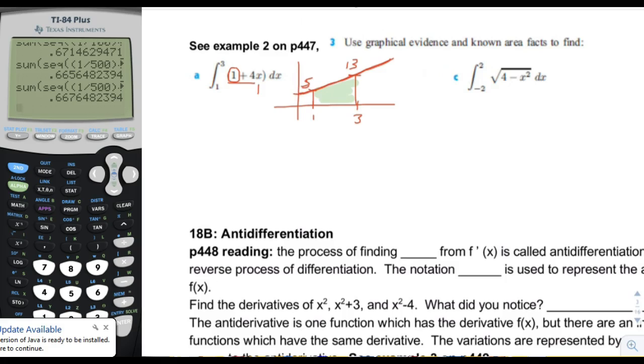So you can see the integral limits here, 1 and 3. That means that it starts on the left at 1 and it goes to 3 on the right. So the width of this trapezoid is 2, right? The height here on the left is 5, and the height here on the right is 13. Now, if you were to write a rectangle formula for something that has this area, it would be 2 wide.